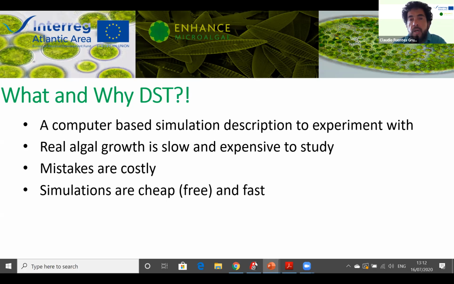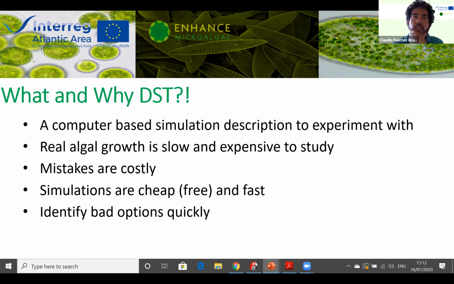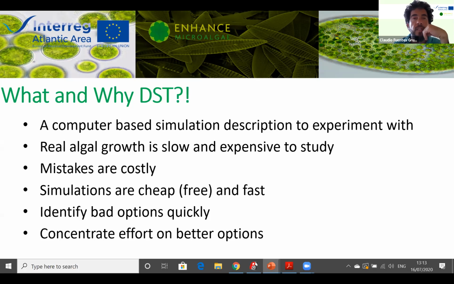Simulations are cheap, and it's free in this case, because we are uploading this ebook and DST tool, so you can download it to your computer and play with it, which is really good. You will see that it's really fast too, and that is a really good output of this DST. With this tool, you are able to identify bad options quickly. So you can try, for instance, a different light regime. You will see straight away if the algae is able to grow at that light regime. So that is why this DST tool is really useful.